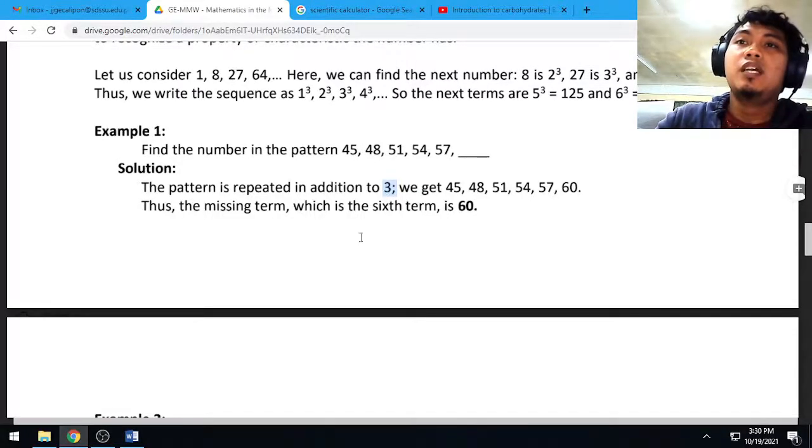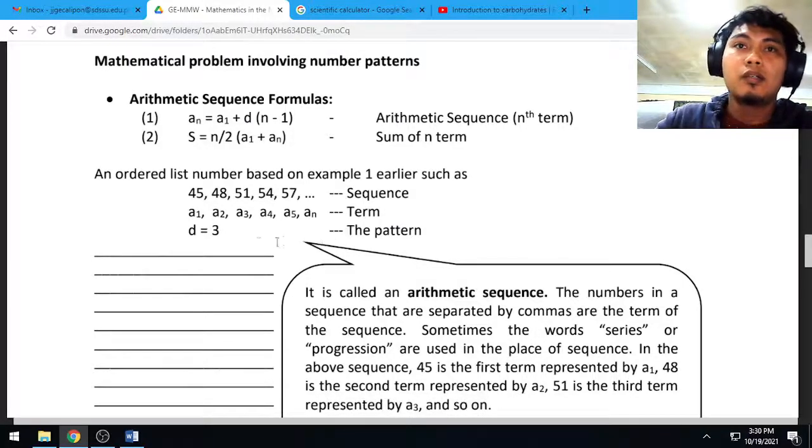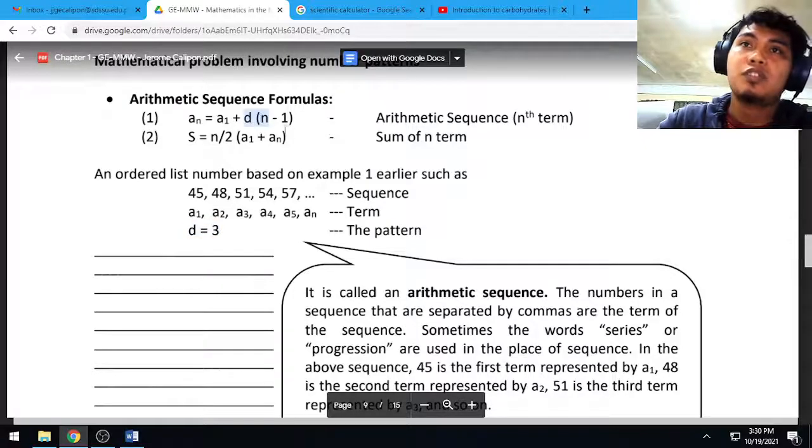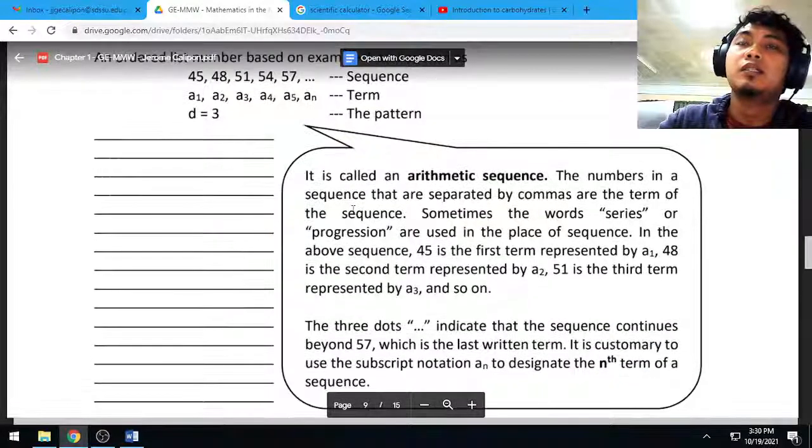So yung D natin is 3. Now, kung meron ka nang nakitang pattern, yun yung representative niya. So it's just a variable. Now, ito yung formula. Now, paano siya gagamitin?